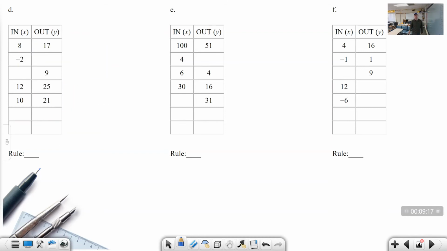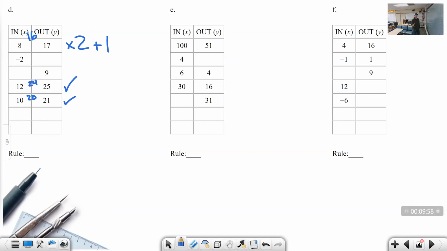So the next thing I'm going to do is, if it's not addition and subtraction, I'm going to go to multiplication and division. So I'm going to start by multiplying by 2. Start with 2. If 2 doesn't work, go to 3. 8 times 2 is 16. 16 plus 1 is 17. Let's check that. 10 times 2 is 20. 20 plus 1 is 21. Yes. 12 times 2 is 24. 24 plus 1 is 25. Yes. Got it. Okay. If you are doing these tables, please feel free to use a calculator to solve these problems.